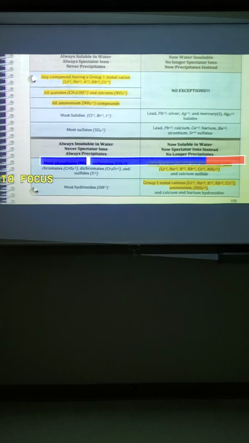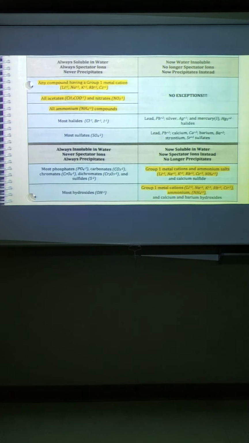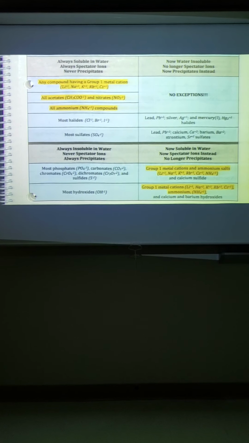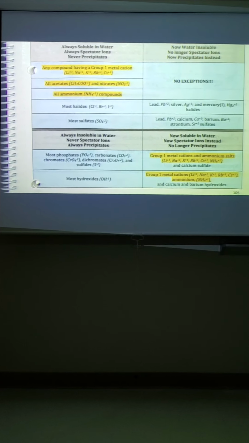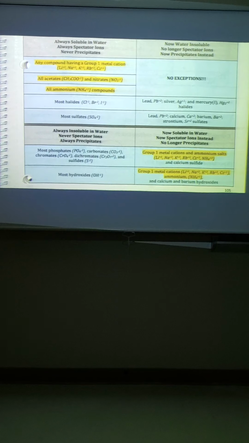But those ones that are in yellow, those are the ones that never, ever, ever precipitate, no exceptions whatsoever. We would call those the designated drivers. They're never going to contribute to a precipitate ever. They will always, however, be spectator ions. Everything else is something you have to worry about.